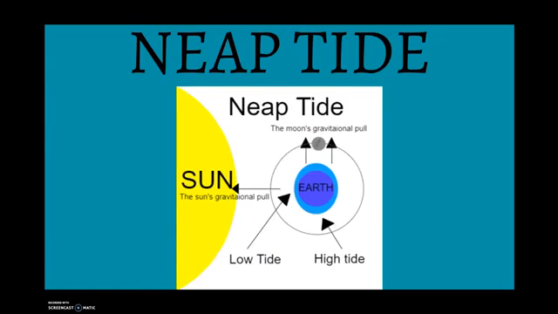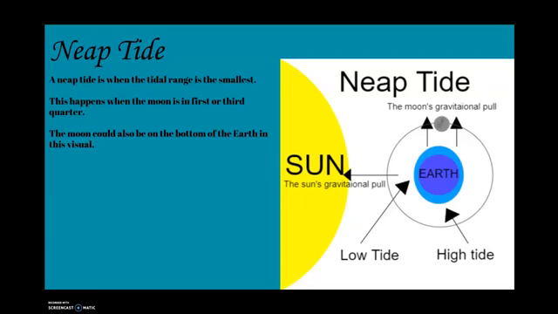Now, the second tidal range is neap tide. Now, this is the opposite of a spring tide, and this is when the tidal range is the smallest. So this is when the high tide isn't that high and the low tide isn't that low. And so this is when the tidal range is the smallest. And it happens when the moon is in the phase first or third quarter.